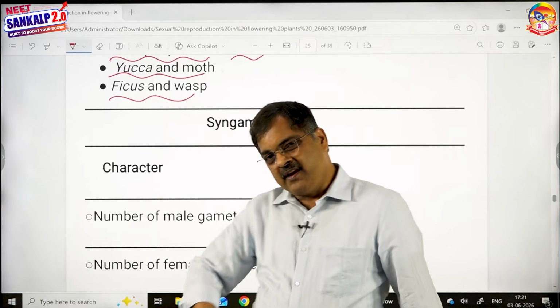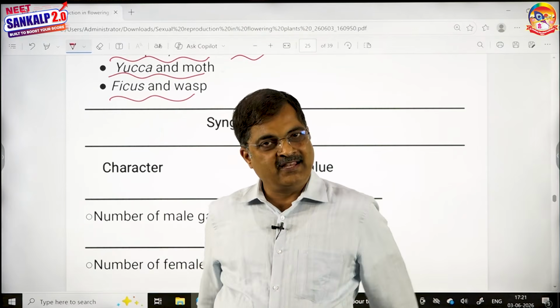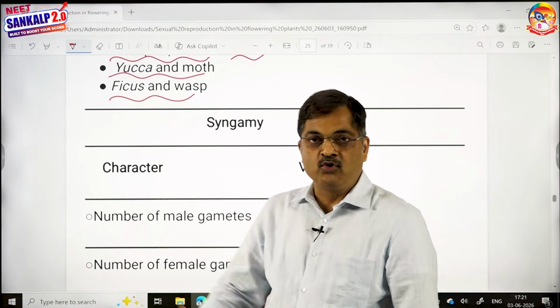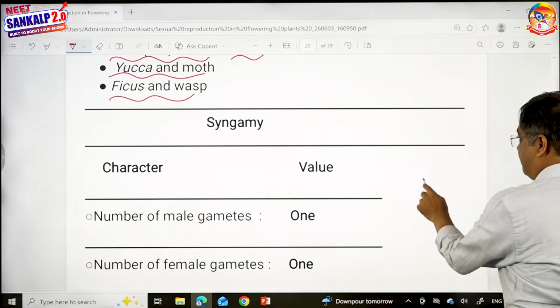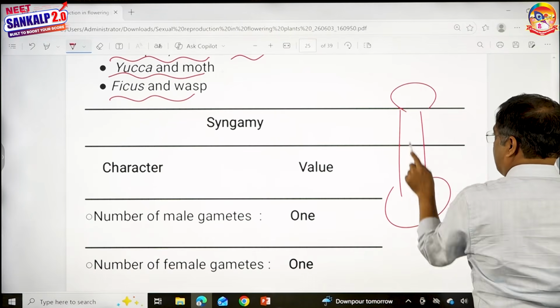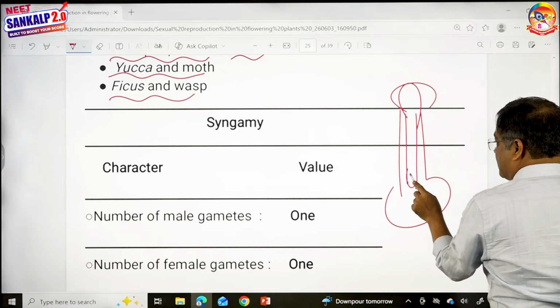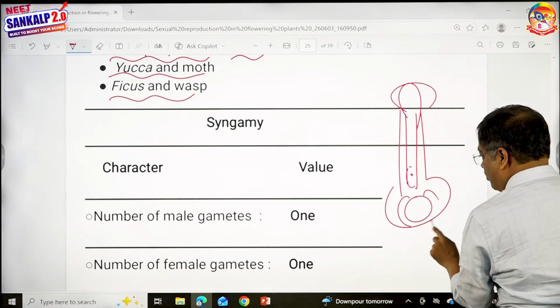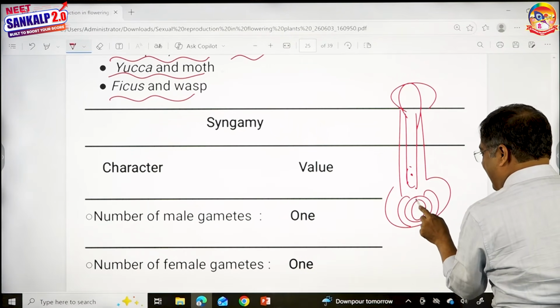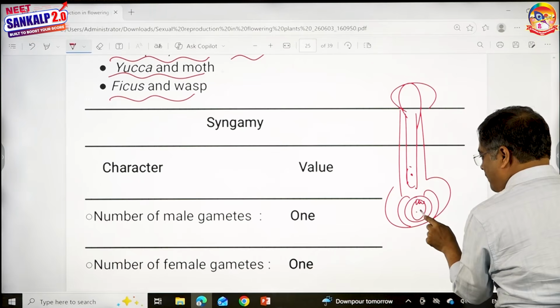Male gametes we produce, female gametes we produce. It's only a formality that we have to see that the male gametes fuse with the female gamete. All of you know that this is the pollen tube. It is extending. It has got two male gametes. This is the ovule and this is the embryo sac. And this is the egg cell and these two polar nuclei.